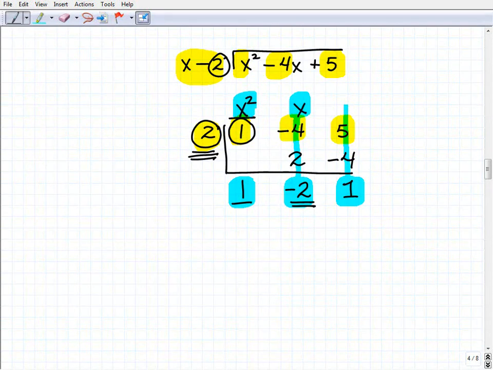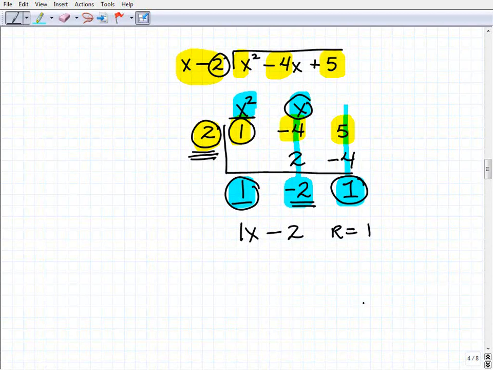Okay, well, we start off here. This is the 1x squared column. So right here, this represents a 1x. This is x, so 1 less power is just going to be a number. So this is 1x minus 2. The x drops away, and our remainder is 1. So we have a remainder equal to 1.